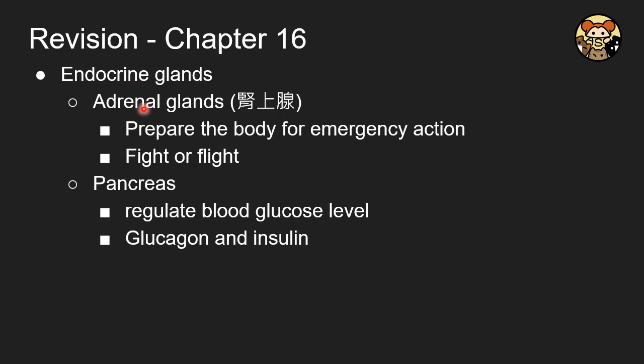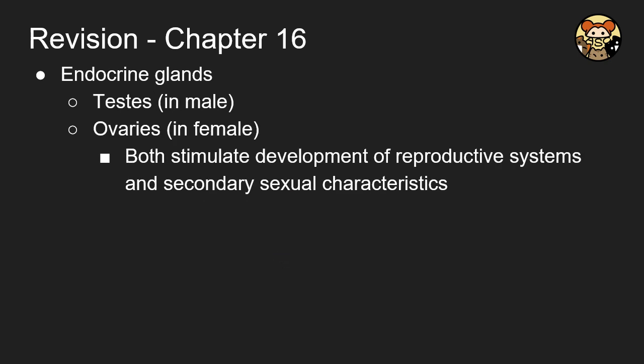And the adrenal glands are responsible for the fight or flight reaction because they produce adrenaline. And the pancreas is responsible for producing glucagon and also insulin, which are required in the regulation of the blood glucose level. And for males, we have testes, and for females, ovaries, and they are responsible for the development of the reproductive system and also secondary sexual characteristics.